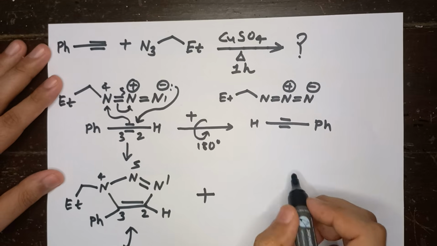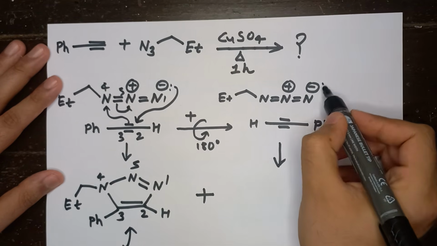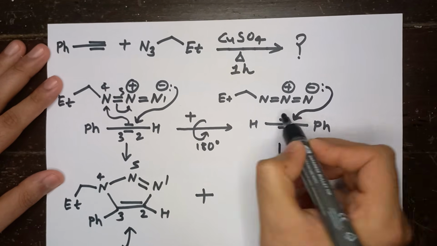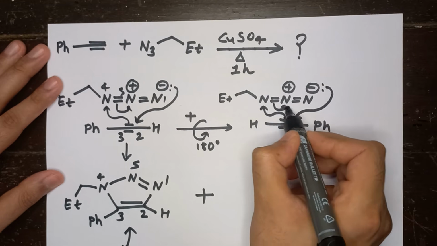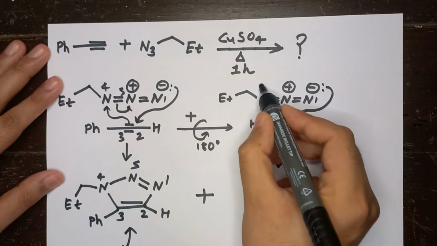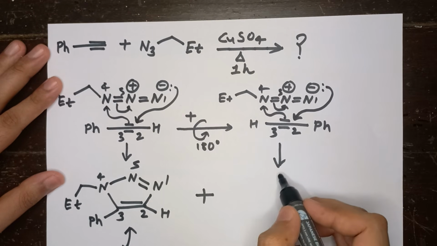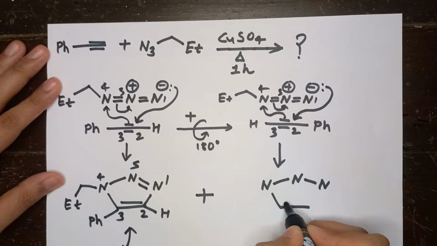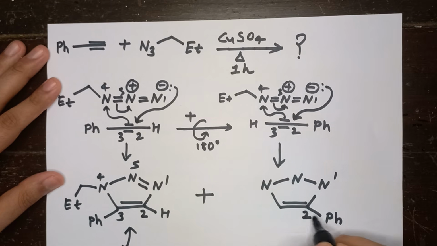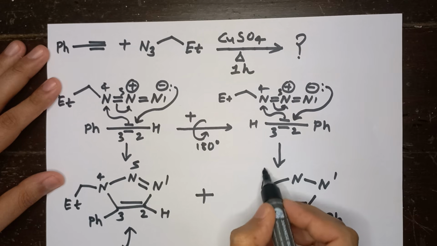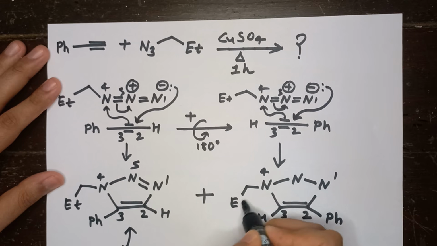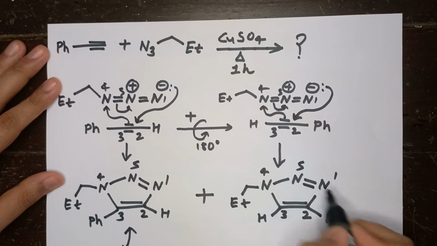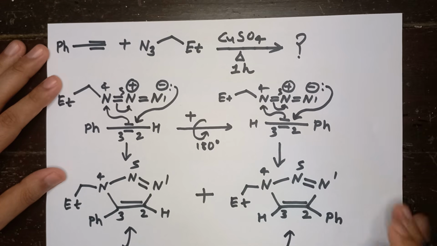The other product can be, so this nitrogen attacks here, this migrates here, and this gets neutralized. So 1, 2, 3, 4, and 5. So we are going to generate once again the triazole ring. This is 1, this carbon is 2, contains Ph. This carbon 3 contains hydrogen. 3 is bonded to 4, which has this CH2Et group. And this is nitrogen number 5, doubly bonded to nitrogen number 1. So this is the other product.